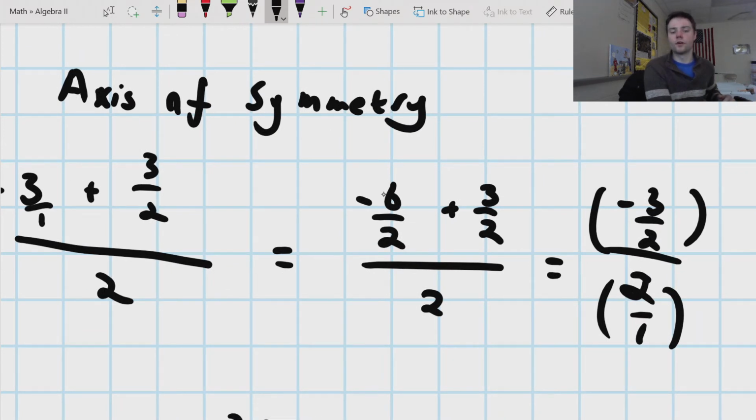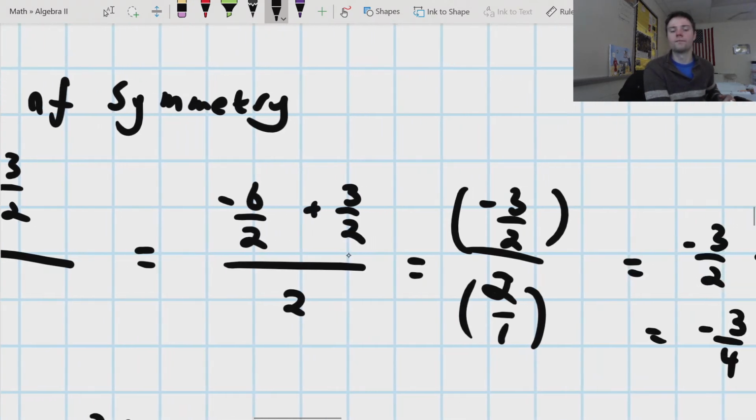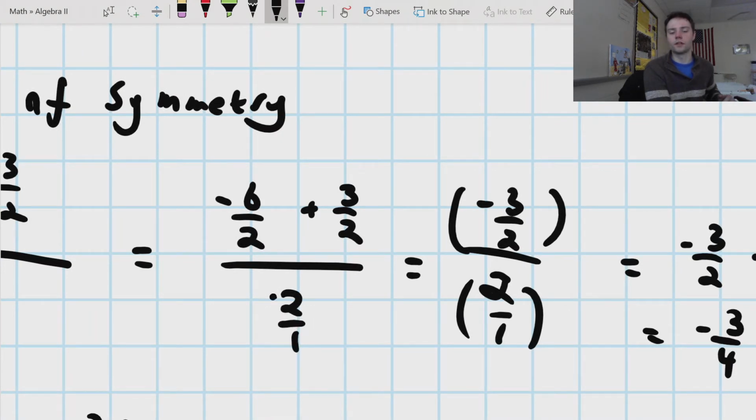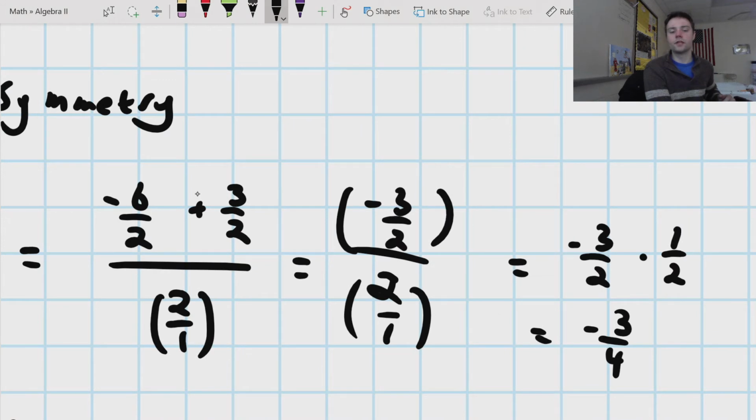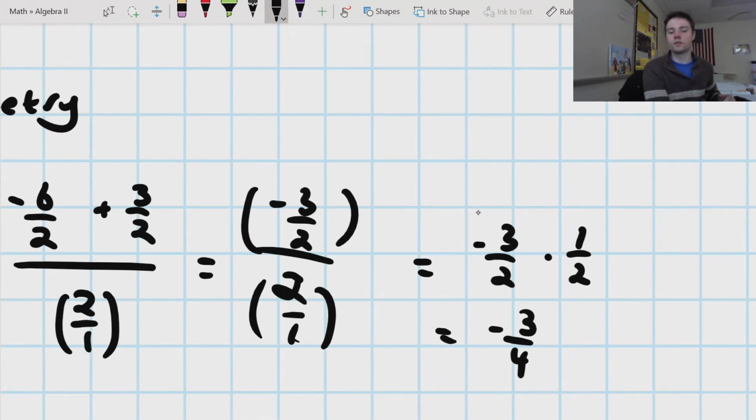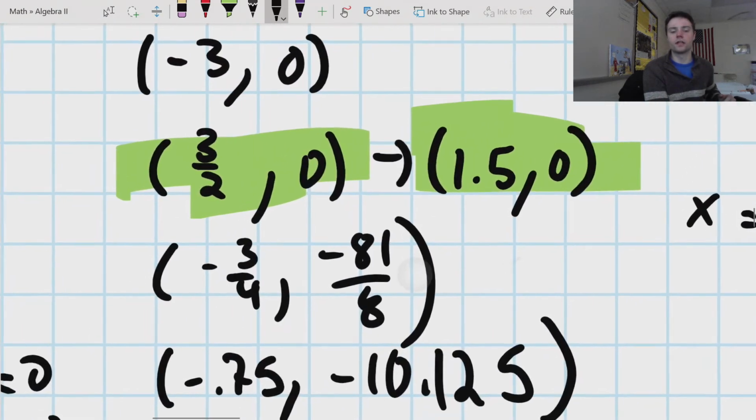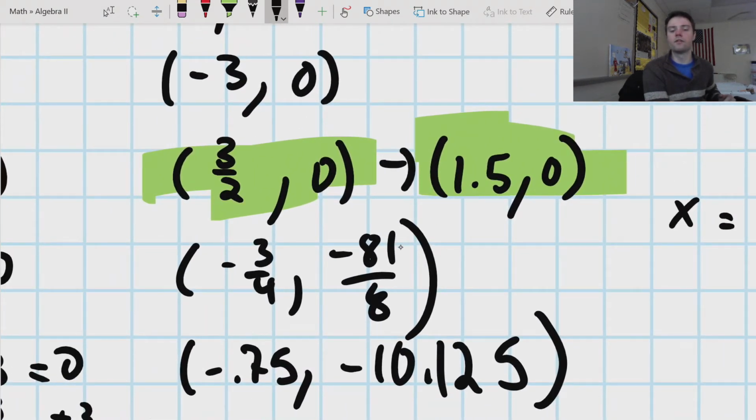For this one, -3 over 1, for this 0, I had to multiply upstairs and downstairs by 2 to get a common denominator, and then add across. So -6 plus 3 is -3 over 2. And then this 2 down here, I'm dividing by 2 over 1. Okay? So -6 plus 3 is -3 over 2, divided by 2 over 1. That's the same as multiplying by the reciprocal of the denominator. So that gives you -3 over 2 times 1/2. So -3/4 is your axis of symmetry, and it's the x-coordinate of your vertex. So over here, you'll see -3/4, which is -0.75. And if you plug -3/4 back in, you get -81 over 8, which is -10.125.